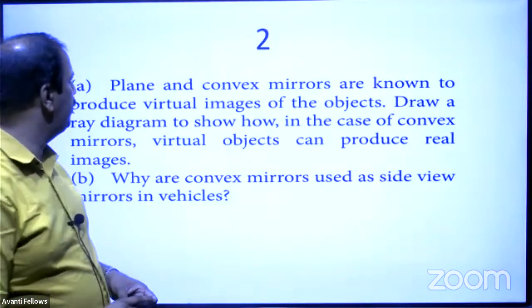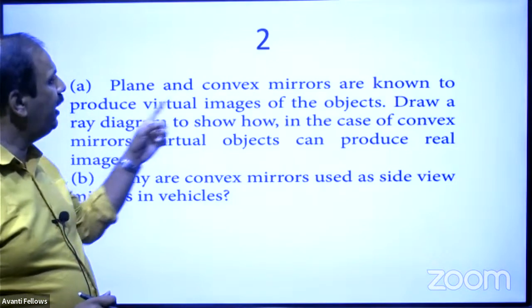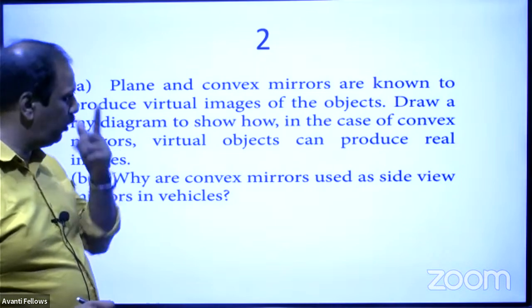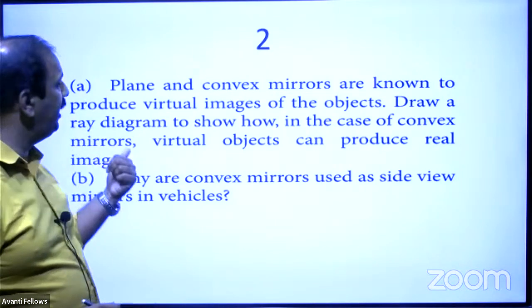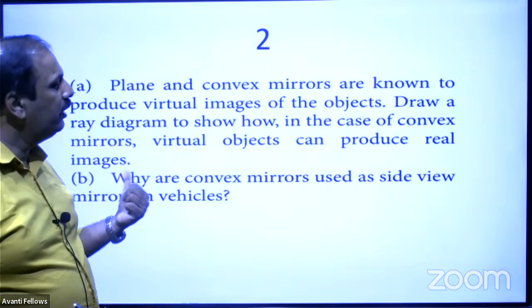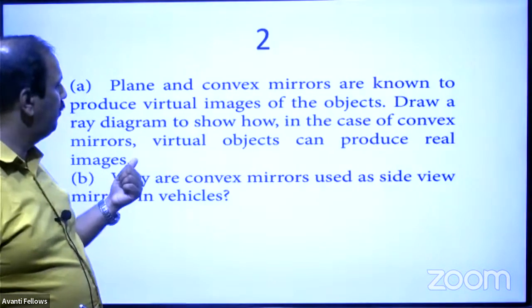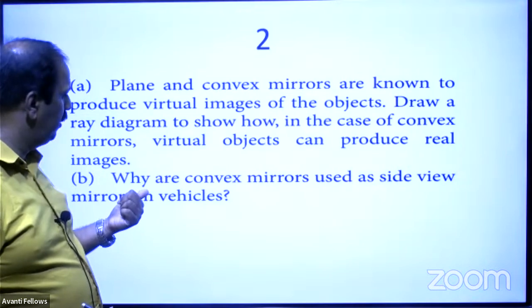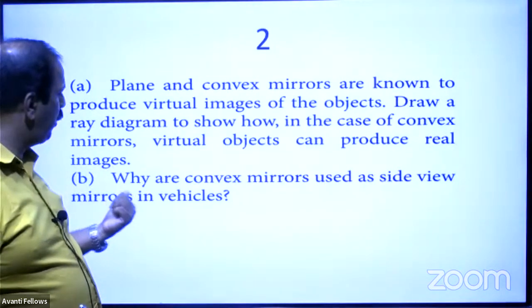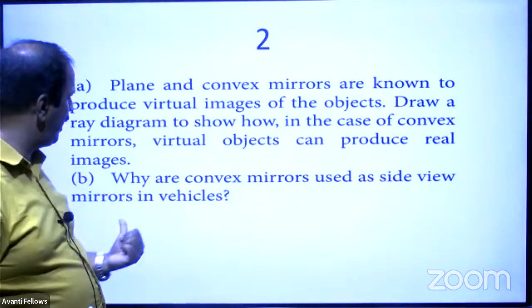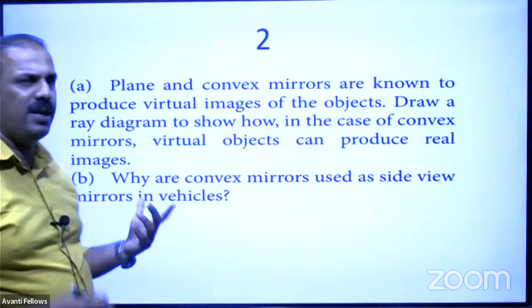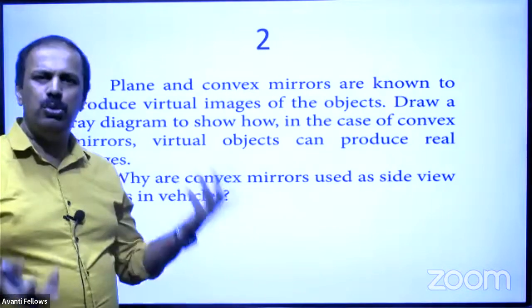Now the second question. Plane and convex mirrors are known to produce virtual images of an object. Draw a ray diagram to show how, in the case of a convex mirror, a virtual object can produce a real image. Then, why are convex mirrors used as side view mirrors? This second part is 10th standard. Why a convex mirror is used as a side view mirror, we have two reasons for that.